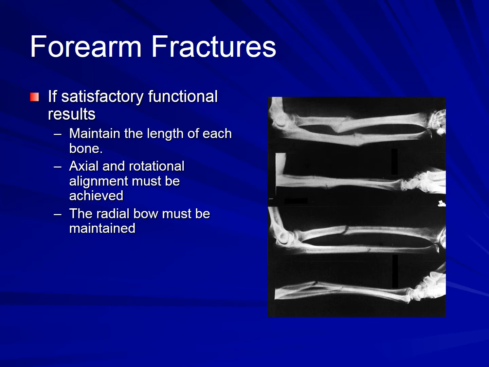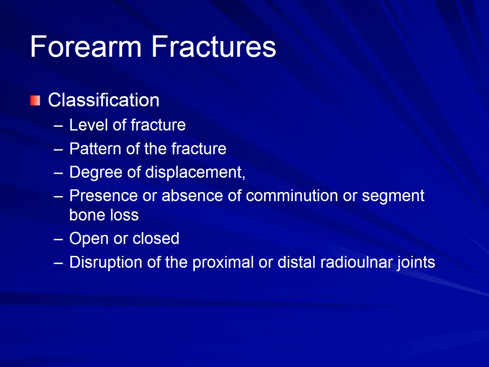For forearm fractures, to obtain satisfactory functional results after the fractures, we need to maintain the length of each bone, and the axial and the rotational alignment must be achieved, and the radial bowing must be maintained after the reductions. Multiple classifications exist for the forearm fractures, including level of fracture, pattern of the fracture, degree of displacement, and the presence or absence of comminution or segmental bone loss, open or closed fracture, and disruption of the proximal or distal radial ulnar joints.